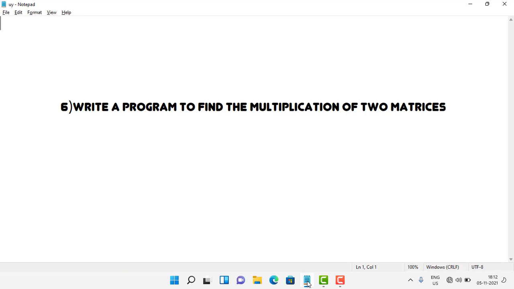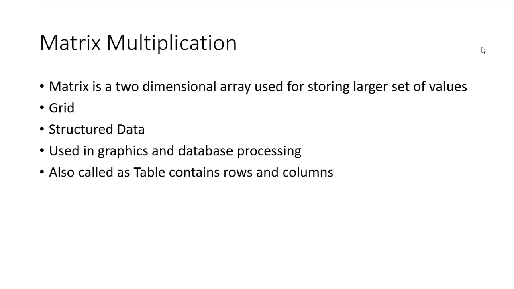Before going to form the logic, we must know the rules for multiplying the two matrices. Moreover, the rules for getting the two input matrices. We will see one by one. In computer science, a matrix is a two-dimensional array and is used for storing a larger set of values. It's also called a grid or structured data.